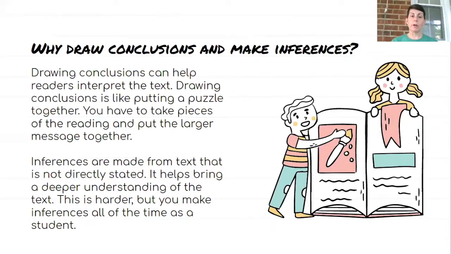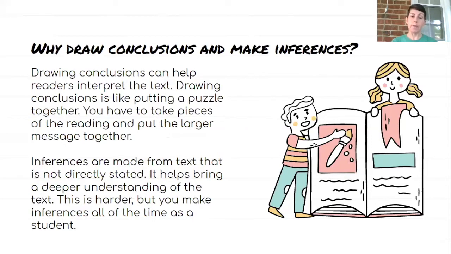So why would readers draw conclusions and make inferences? Well, drawing conclusions can help readers interpret the text. Think about drawing conclusions like putting a puzzle together. You have to take individual pieces of the puzzle and put them together to make sense of an entire picture. In reading, you have to do the same thing. You have to take pieces of the reading and put them together in order to make sense of an entire piece.